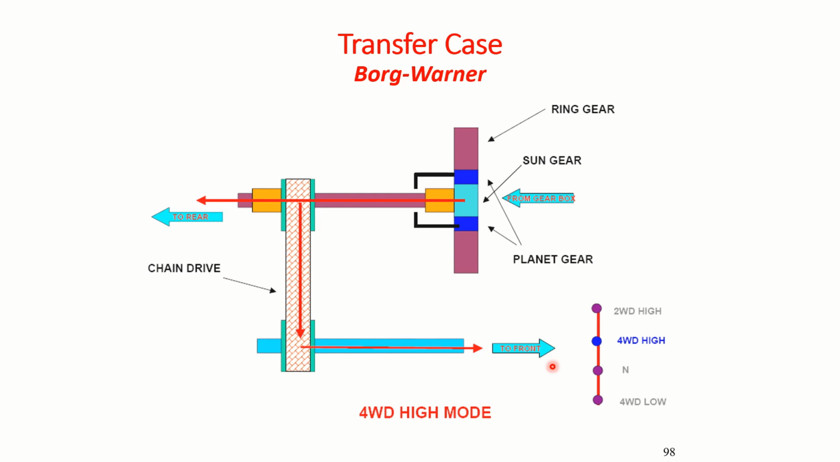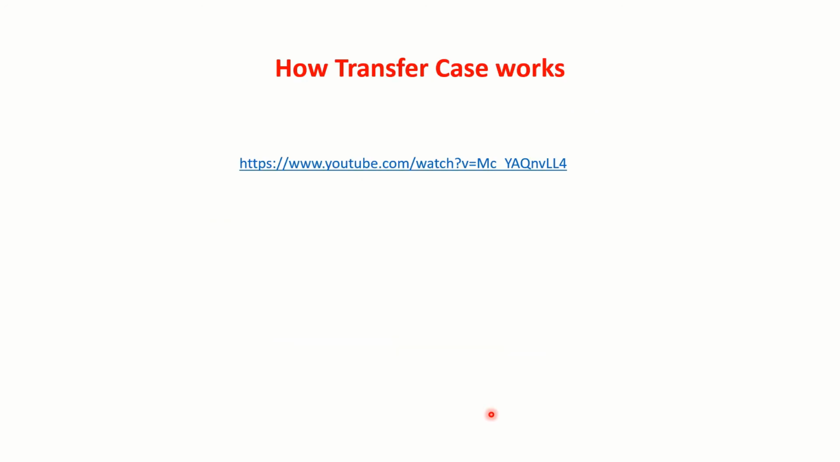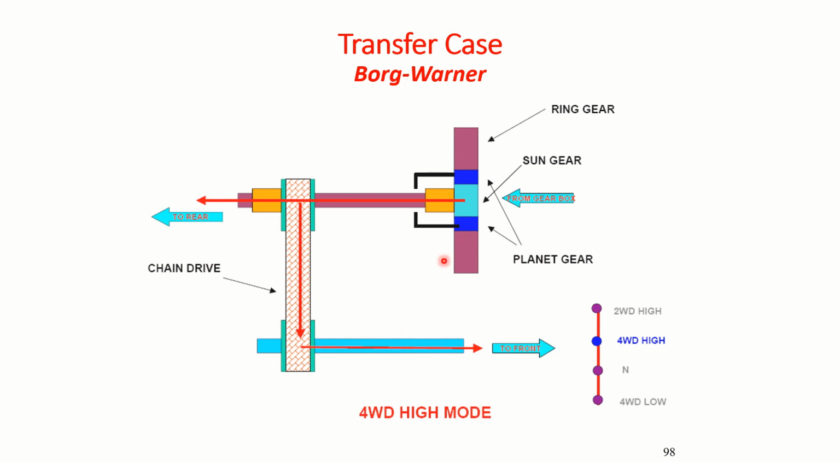Now let us look at the low mode. In the low mode you see here. First, the motion is transmitted from the sun gear to the planet gear, and that planet gear will drive this. Thus there is going to be a reduction. That's why it is called four-wheel drive low mode. Okay, only difference is that we are using here a planetary gear system.